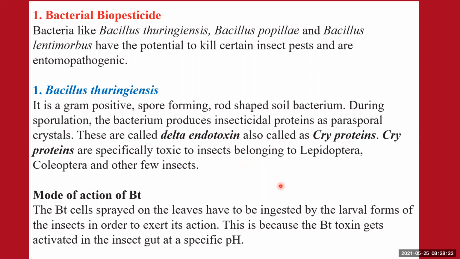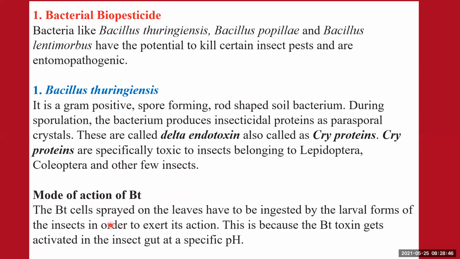Bt delta endotoxin or Bt toxin. The toxin produced by Bacillus thuringiensis is also called Bt toxin. It is also called crystal protein, delta endotoxin, or insecticidal protein. This protein is specifically active against Lepidopteran larvae, cotton budworm, bollworm, cauliflower pests and all.